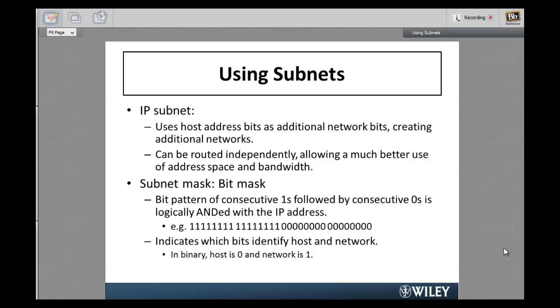So let's go to the subnet mask. A subnet mask is a number or pattern of consecutive ones followed by zeros. If they are logically ANDed with the IP address, they indicate which bits identify the host and which identify the network. So the network address will be the ones, and the zeros are the host. So, for example, you can say this is a subnet mask.